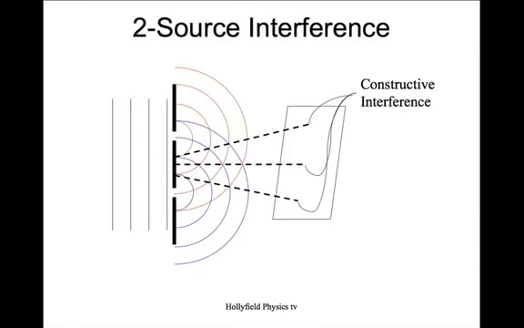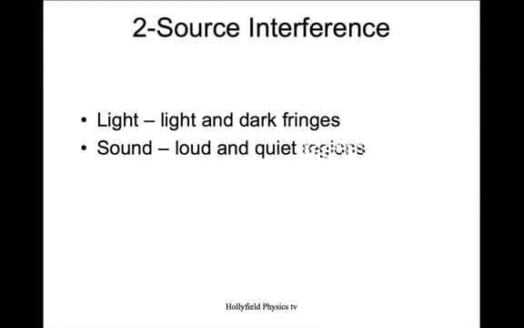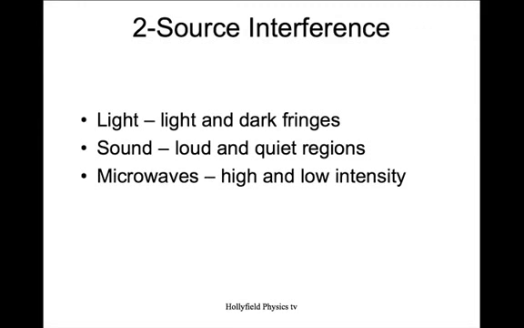Now we know this because the two circular wavefronts that are being formed have been formed from the same set of plane waves. We can do this with light, and we'll get light and dark fringes, as you'll see in Young's double slit experiment. We can do it with sound, and we'll get loud and quiet regions. Do it with microwaves, with high and low intensity microwaves, and with water waves we'll get rough and calm regions.